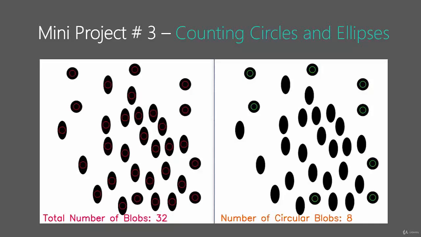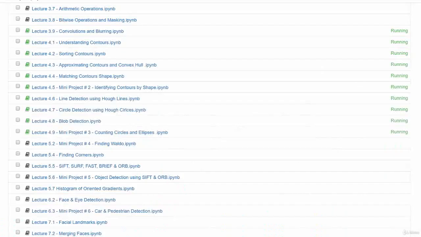Alright, so you've reached the third mini project, counting circles and ellipses. This is actually what our little mini project here is going to produce. We're going to count the number of ellipses and circles together here, and then count the circles separately here. And we do this by filtering blobs, which we mentioned previously. So let's get to it. Okay, let's open the code for this third mini project. That's lecture 4.9.